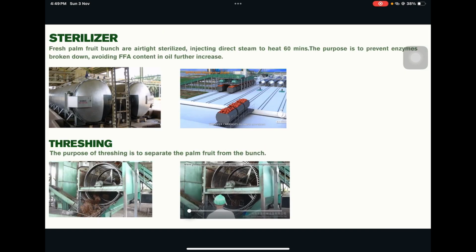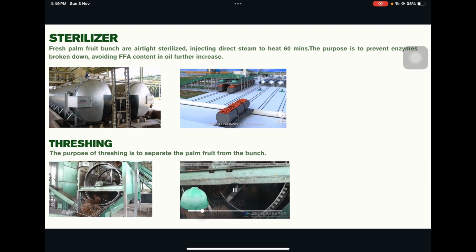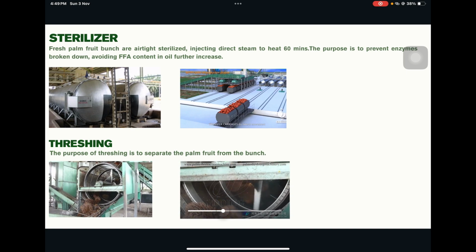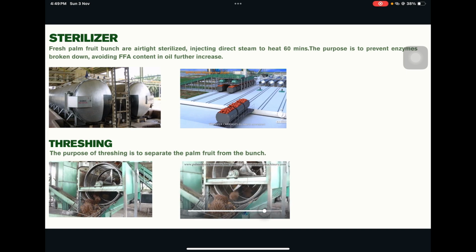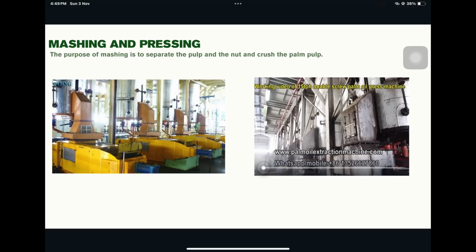The third one is threshing. The purpose of threshing is to separate the palm fruit from the bunch. Here are the pictures and the video that I put so you can see how it is processed. The next one is mashing and pressing. The purpose of mashing is to separate the pulp and the nut and crush the palm pulp.